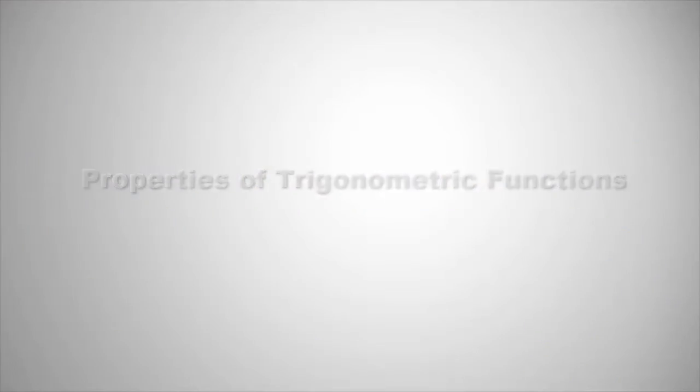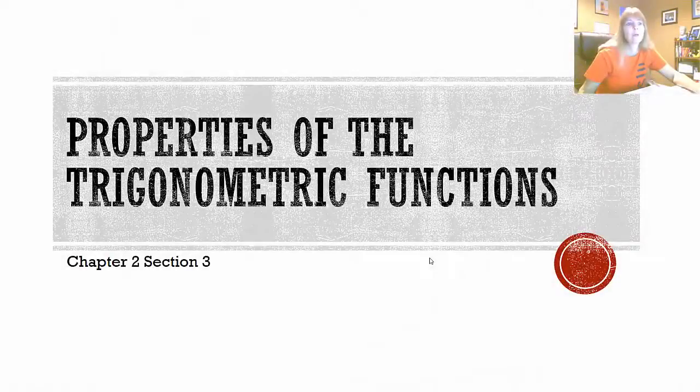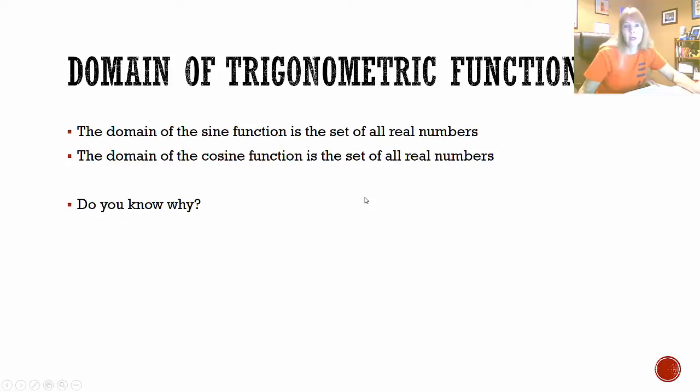Let's let the fun continue. We're off into properties of the trigonometric functions. So we can talk about, just like with any functions, domain and range. The domain of the sine function is the set of all real numbers. The domain of the cosine function is the set of all real numbers. Do you know why?